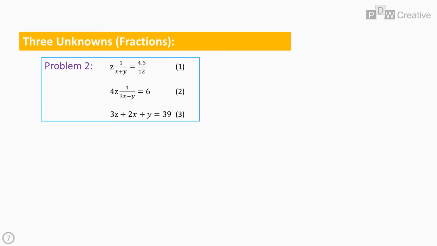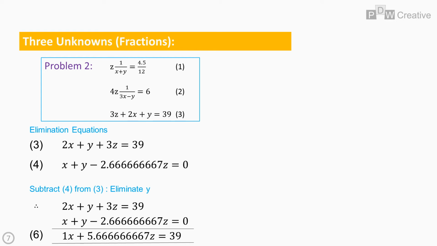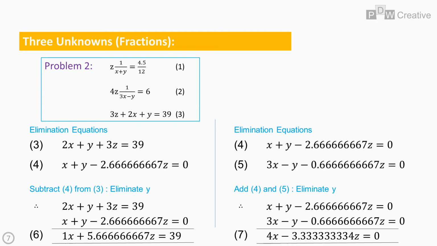We now have all the information needed to begin the elimination process. So taking equations 3 and 4 first, y can be eliminated by subtracting 4 from 3. And this gives us equation 6, which no longer includes y. The second elimination uses equation 4 and equation 5. So this time I'm going to add the equations to remove y. And the result is equation 7.